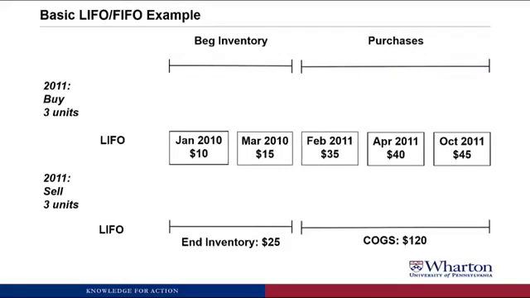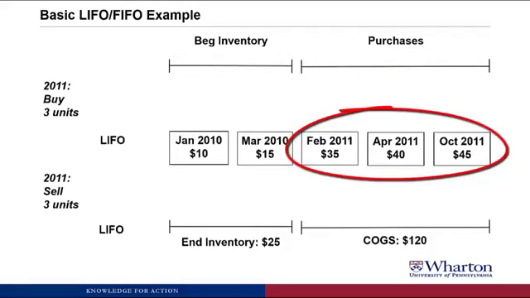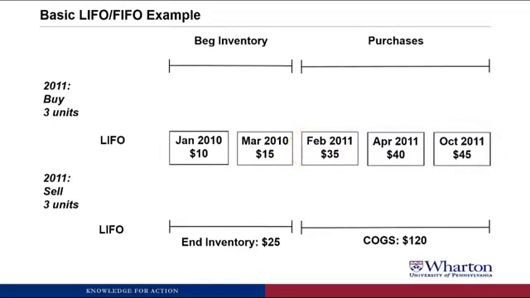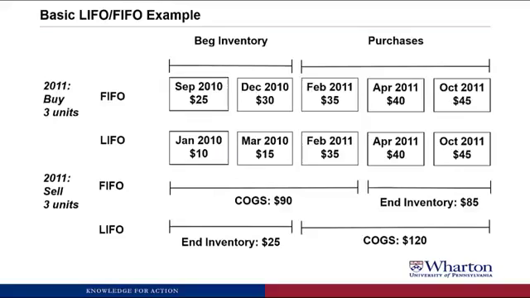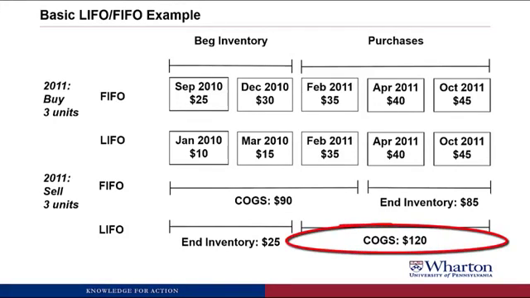Under LIFO, we sell 3 units. We have to start with the newest cost and work back. So cost of goods sold would be 45 plus 40 plus 35, which is 120. Ending inventory is going to be the oldest costs, which are the 10 plus the 15, giving us an ending inventory of 25. So comparing the two, COGS under LIFO is 120, $30 higher than COGS under FIFO of 90.